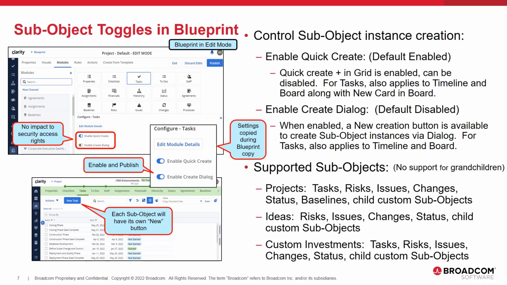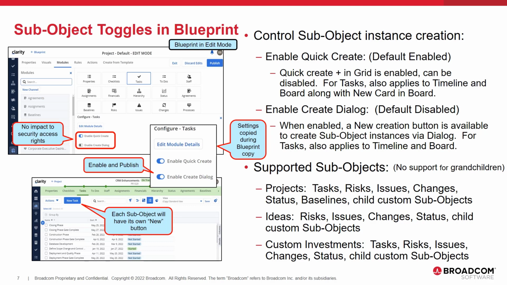To control the sub-object creation experience, we've added 2 new toggles in the master object blueprint. The first toggle is enable quick create. If that's enabled, and it will be by default, so it doesn't have any upgrade impact, that just enables the quick create plus in the grid, and also for tasks it allows you to quick create in the timeline, in the board and the new card. It just pretty much supports the capability that's there today.